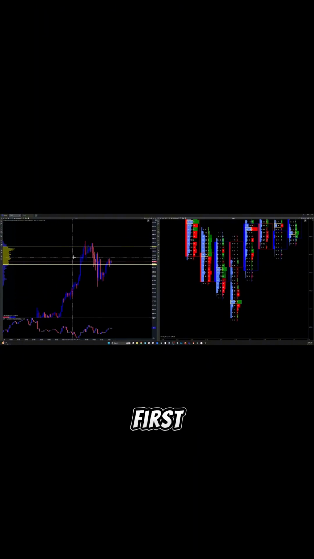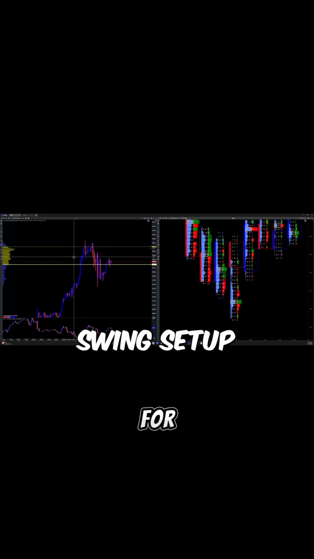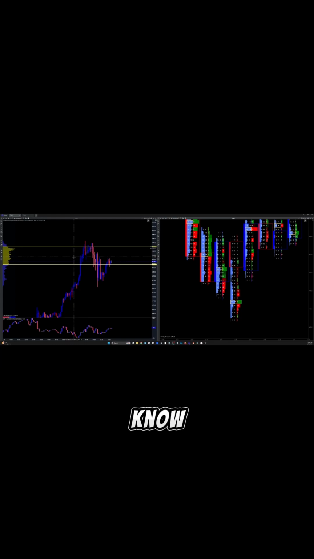So the first setup I'm going to show you is my swing setup. What am I looking for when I am trying to swing the market? And as you know, a swing trade is a trade that when you take the trade, you hold it for a couple of days, sometimes weeks, sometimes it runs into months. So that means you have to bring out your pen and paper and write down what I'm about to say so that you can start using it when you are trading with order flow.